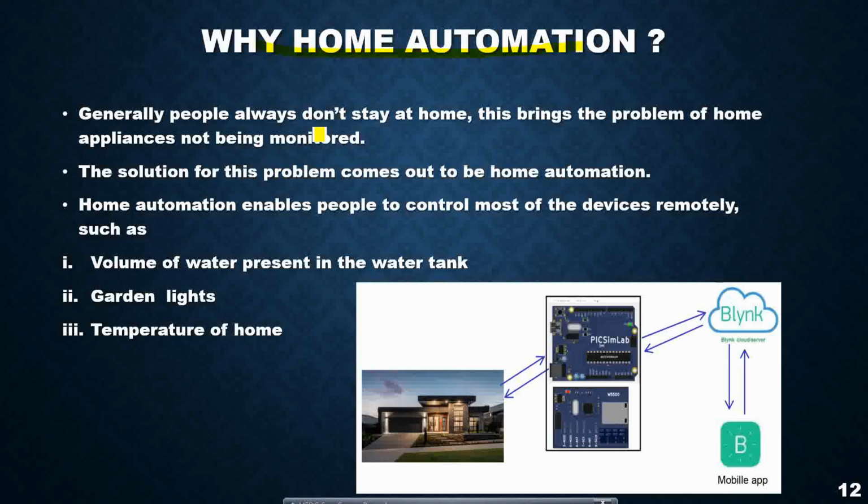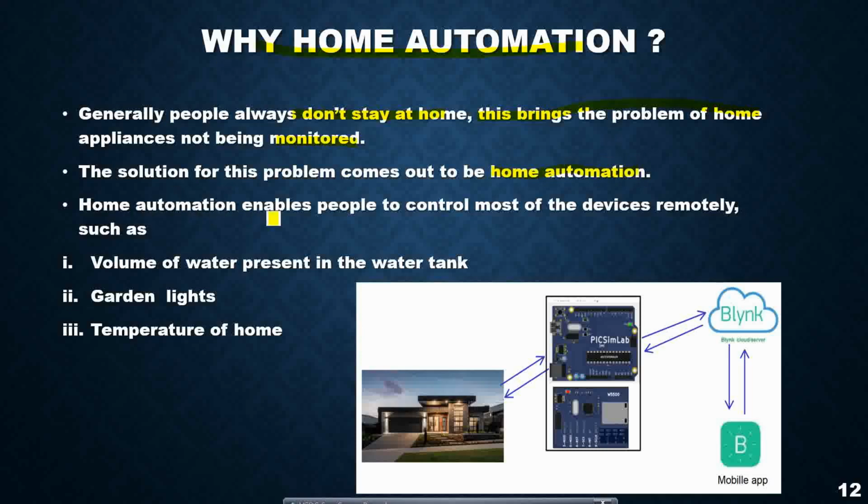Now, in the ideal case, not everybody stays at home every time. There are some unavoidable circumstances where people have to leave the home for a certain period of time or for a long period of time. So this brings us to the problem of home appliances not being monitored. The solution for this problem is home automation. So this is why we require home automation.